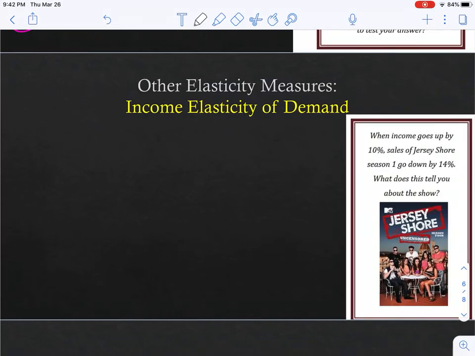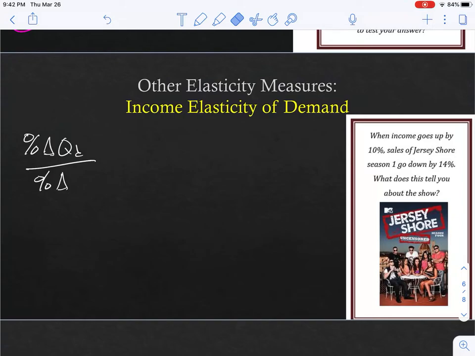Here's another one, income elasticity of demand. This is our last elasticity measure I want to talk about. Remember before we had percentage change in quantity demanded over the percentage change in price. But that is price elasticity of demand, right? And now we're not talking about price elasticity of demand. We're talking about income elasticity of demand.